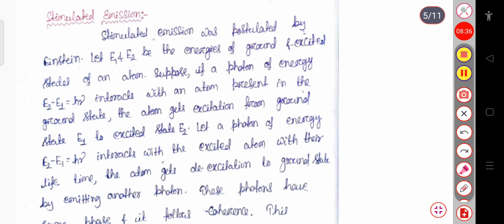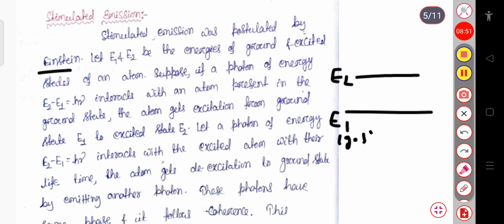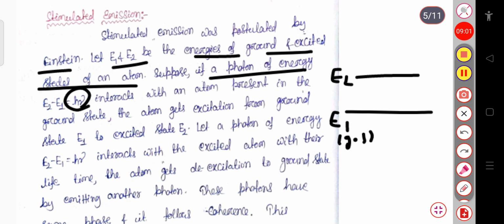This stimulated emission was postulated by Einstein, whereas spontaneous emission was postulated by Bohr. Now again, suppose this is the E1 state, and this is the E2 state, the excited state, and this is your ground state. Let E1 and E2 be the energy of the ground and excited state of an atom. Suppose a photon of energy h nu interacts with an atom present in the ground state, the atom gets excited from the ground state E1 to the excited state E2.